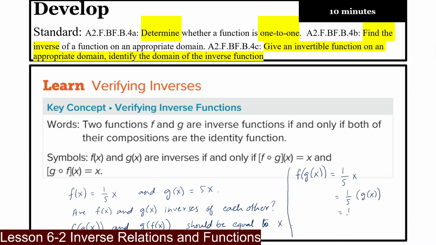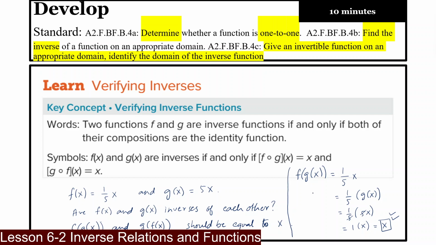Well, what is g of x? G of x is 5x. Well, what happens if I multiply 1 over 5 times 5x? The 5's cancel out. So what am I left with? I'm left with 1 times x, which is x. So that works. F of g of x is x. This means that f is the inverse of g of x.